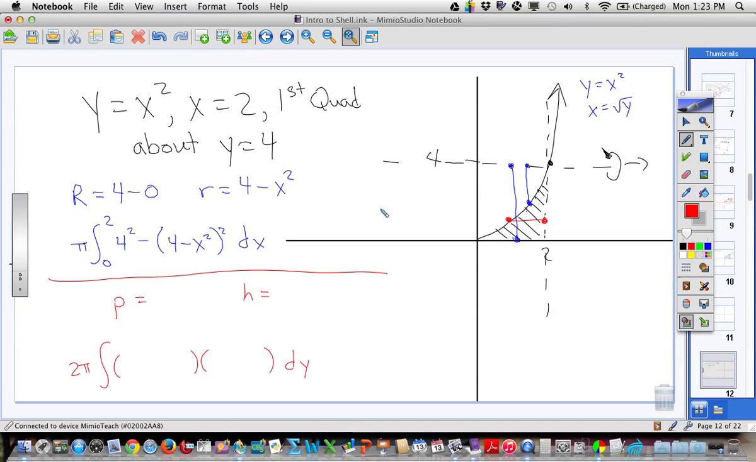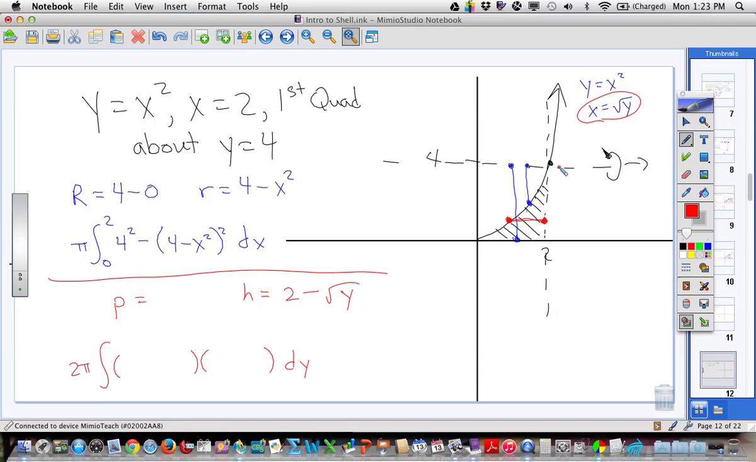So what is H? H is always just like we've always done, it's the length of the strip. So it's this x coordinate, which is 2, minus this x coordinate, which we have to solve for x, which would be square root of y. So it's going to be 2, and I know I didn't probably give all of you enough time on this one, but 2 minus square root of y. That's your H. What is P?